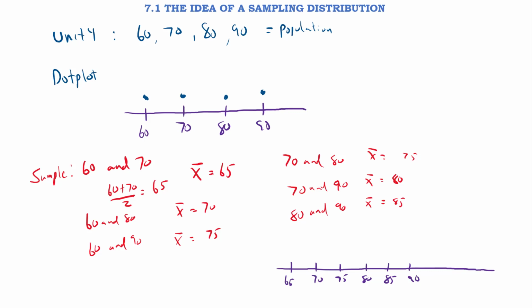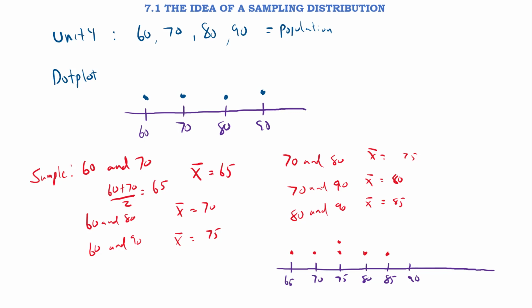So we would have a dot at 65, a dot at 70, a dot at 75, another dot at 75, a dot at 80, and a dot at 85. Okay, so with this, let's see what we got. We've got a pretty symmetric look on this, right? Kind of a bell shaped look.